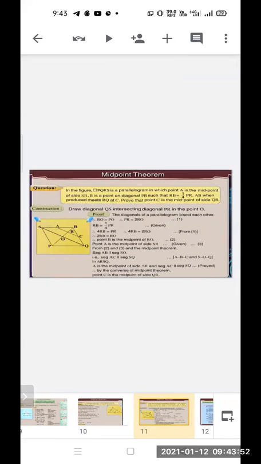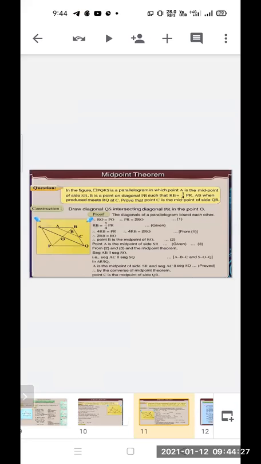B is a point on diagonal PR such that RB is 1/4 of PR. AB when produced meets RQ at C.